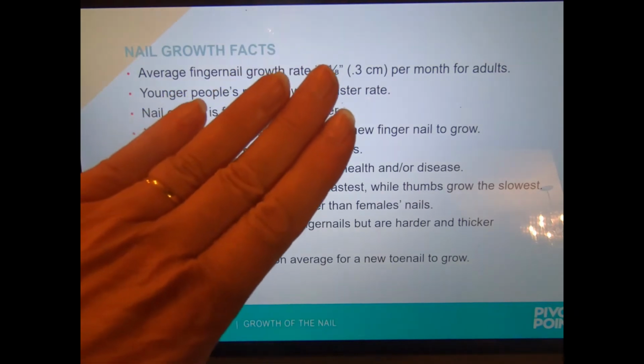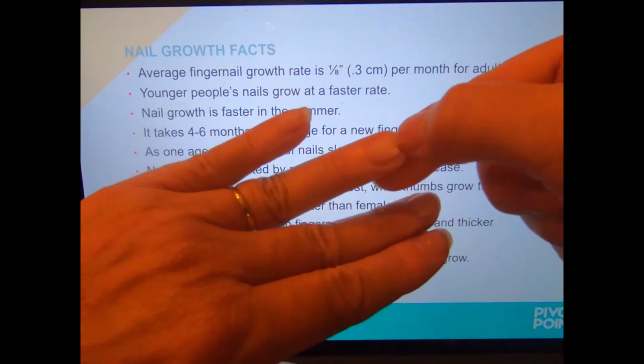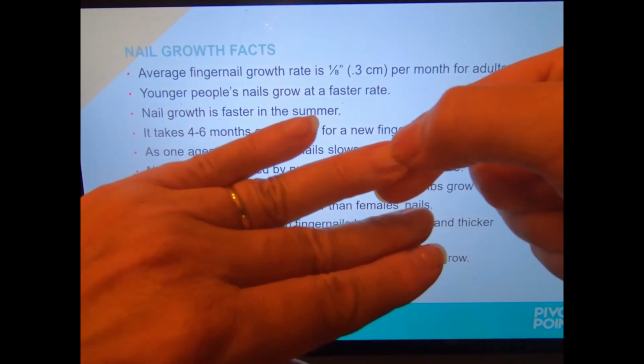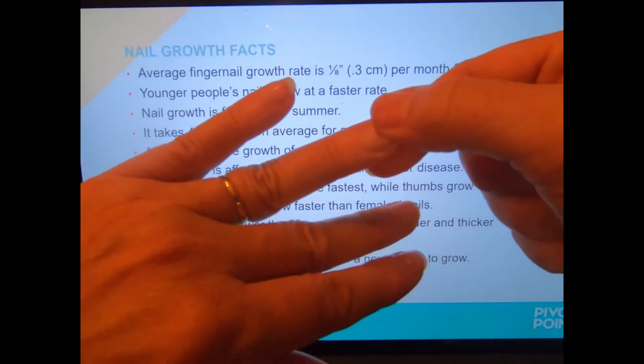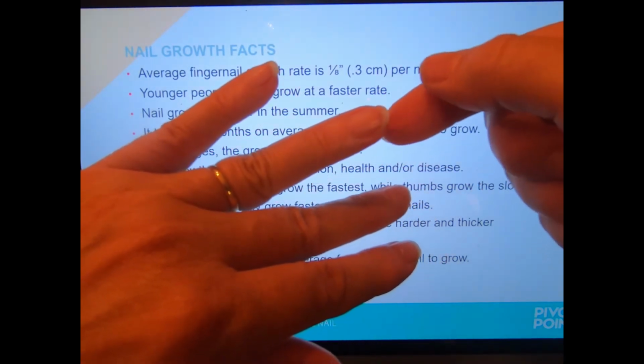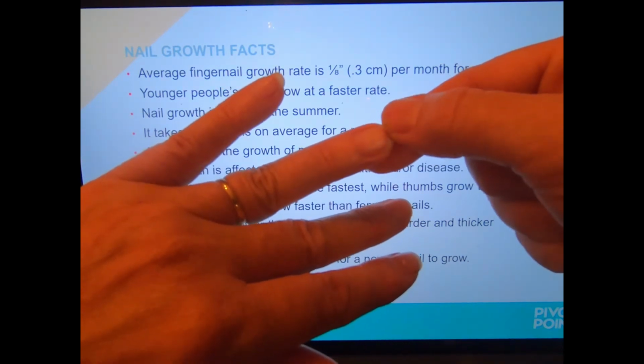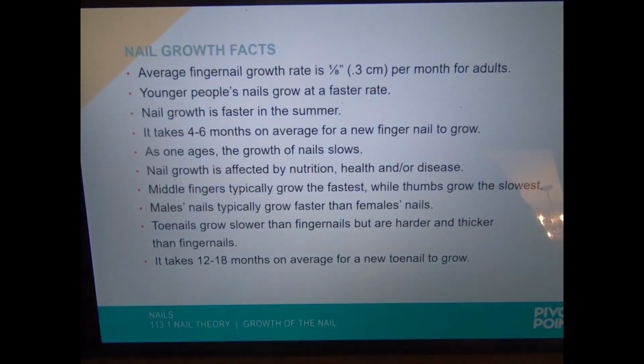And if you look at the average person's nails, that's going to be close to a lot of you. That's what it's going to take to grow completely out. You have much smaller nail plates than I do. So it just depends on how big your nail plate is how fast your nail is regenerated. Younger people's nails grow faster. Our nails grow faster in the summer, just like the flowers and everything else. It takes 4 to 6 months on average for a new fingernail to grow. Again, that depends on how big your nail plate is.